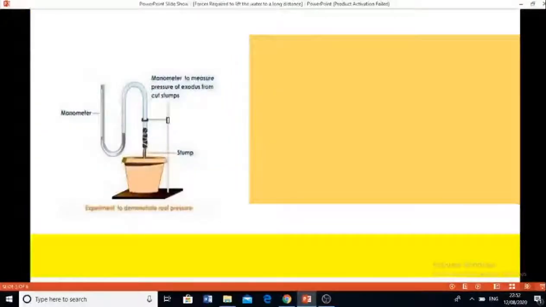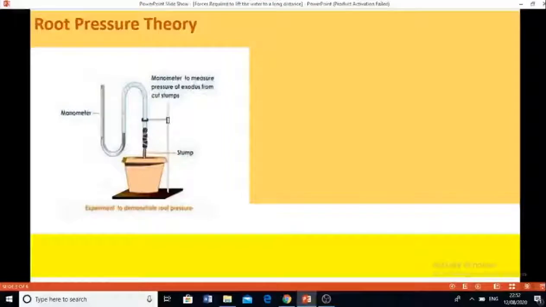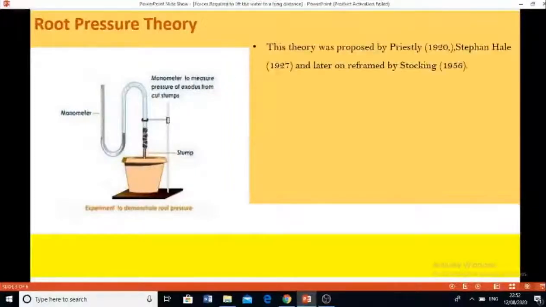The next theory is the root pressure theory. This theory was first proposed by Priestley in 1920, then Stephen Hales in 1727, and later on reframed by Stocking in 1956.